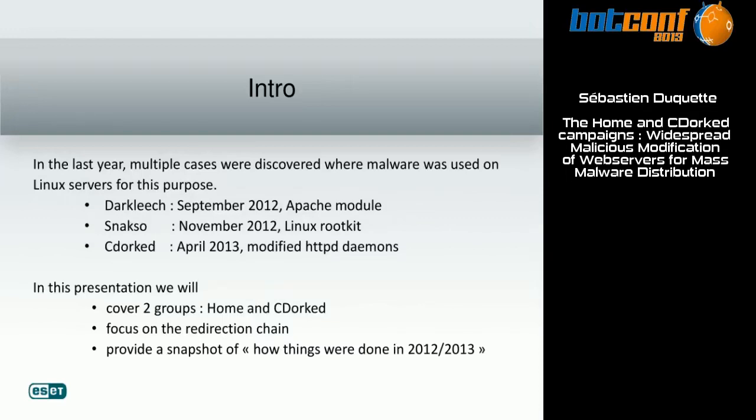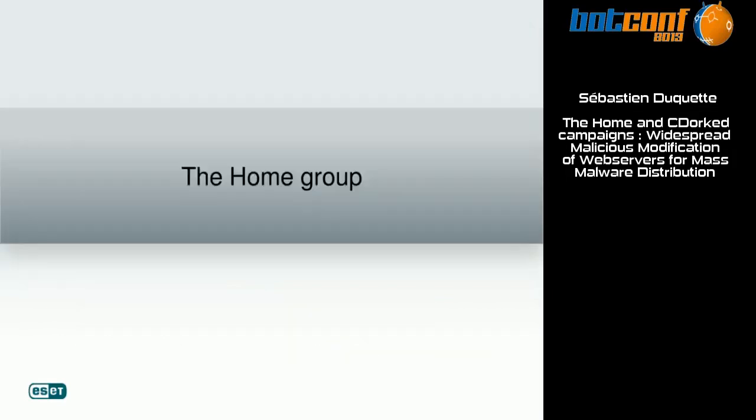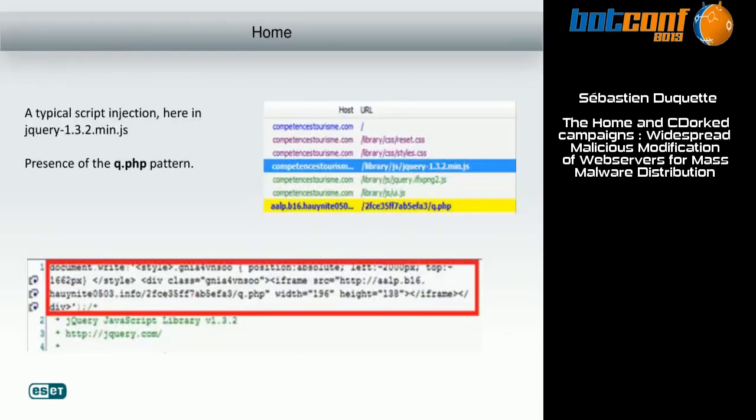So in this presentation, I'm going to cover two groups, Home and CDorked, which are using those modules. We're going to focus on the redirection chain, so the part between when a user gets redirected from a legitimate website and where he ends up on the exploit kit. And the overall idea of the presentation is to provide a snapshot of how things are being done by groups that try to distribute malware with exploit kits in 2012, 2013. The first one we're going to talk about is the Home group.